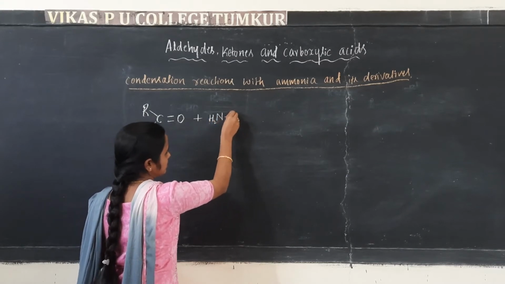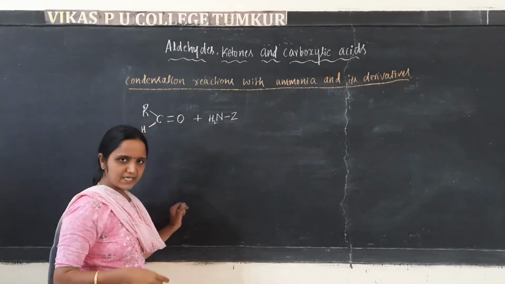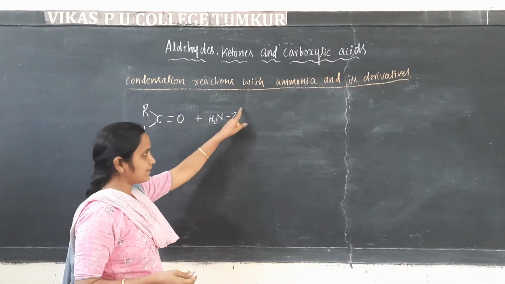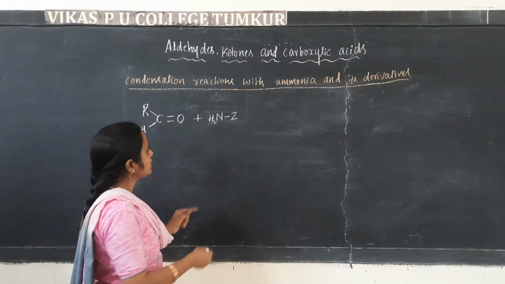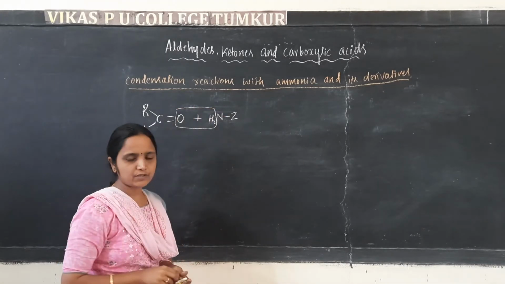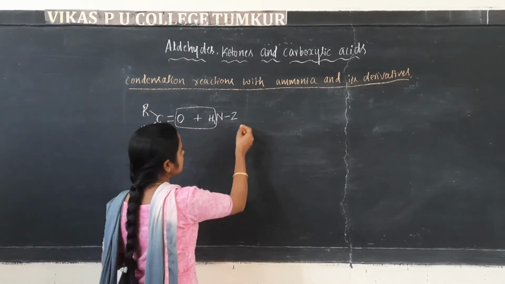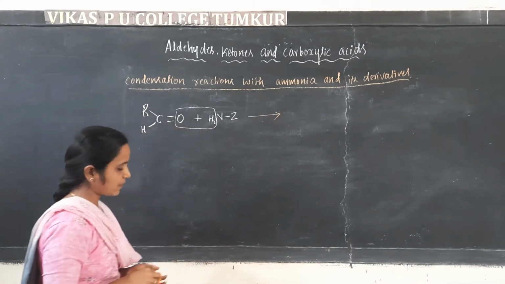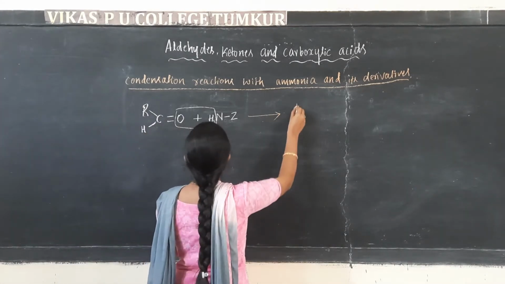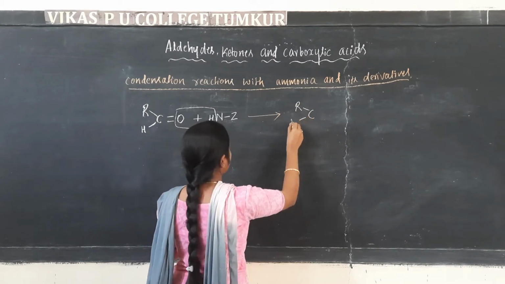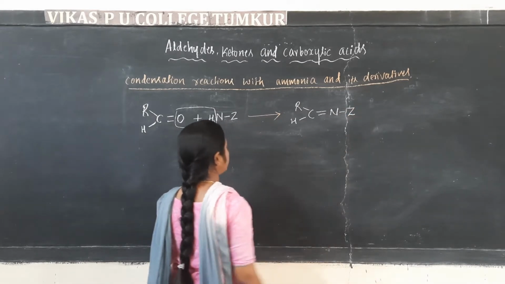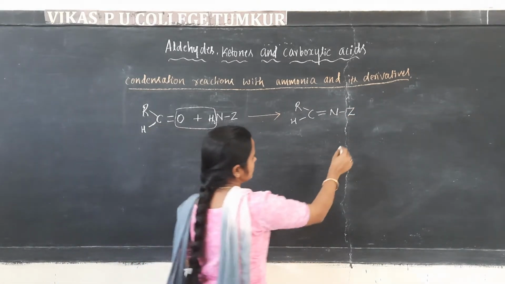NH2 Z, where Z may be H, an alkyl group, or another substituent group. There is elimination of water, and we get the respective addition product. That is R C H double bond N Z, the substituted product, plus H2O.